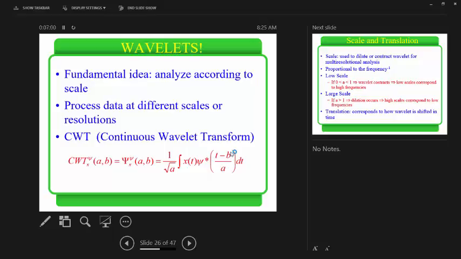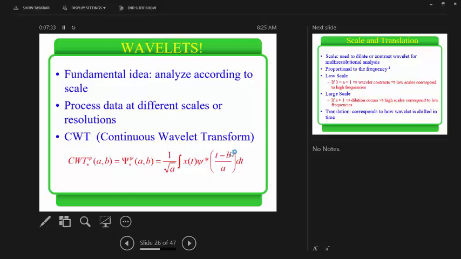Since this wavelet has a certain limited range within which it has a non-zero value, otherwise it has a zero value, I can change its position with respect to the original signal by making a translation equal to B. T minus B means that I have translated the signal B units in the time domain. Clear? So like this, I can make a much more realistic analysis of this signal.